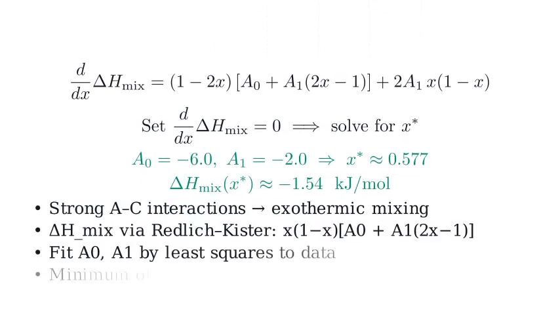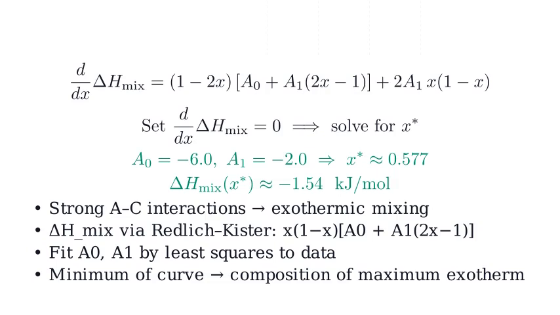Summary: chemically, acetone and chloroform interact strongly and release heat upon mixing. Mathematically, the Redlich-Kister model captures the composition dependence. Statistically, we fit parameters to experimental data with least squares. Graphically, the composition at the most negative value of the curve gives the maximum exotherm.